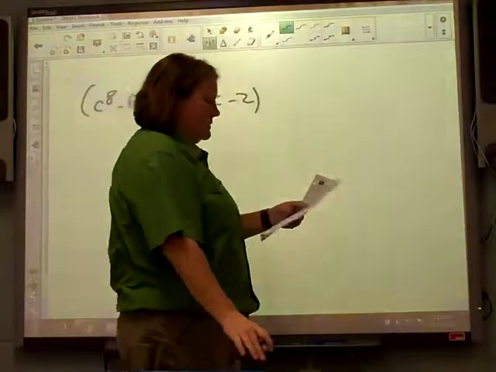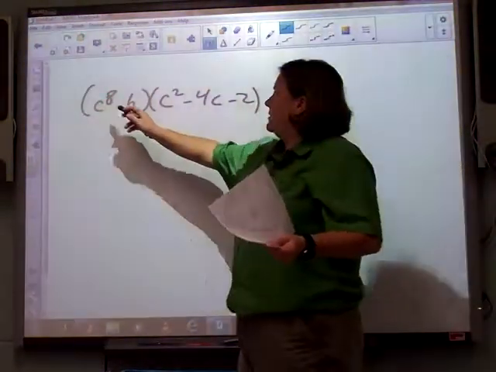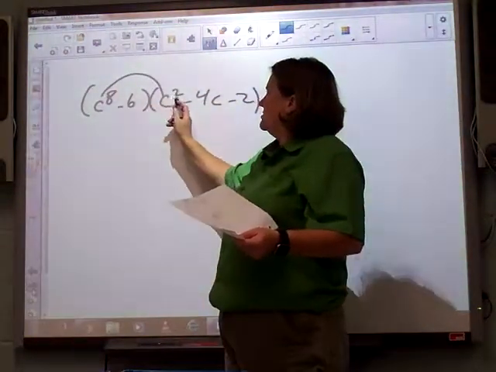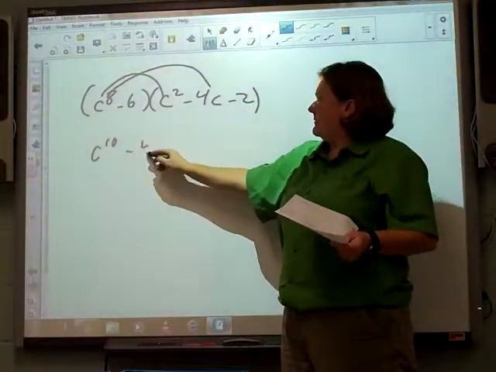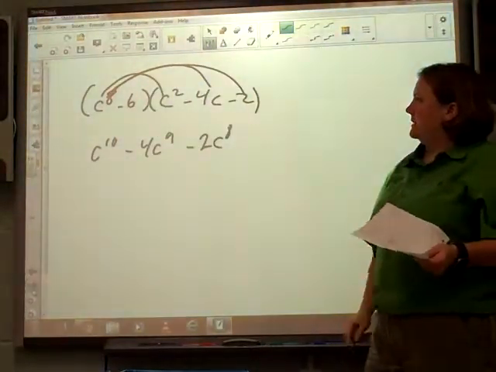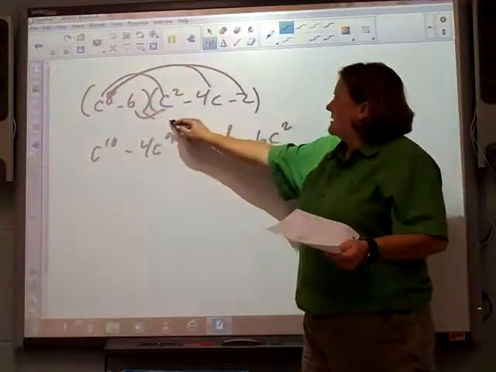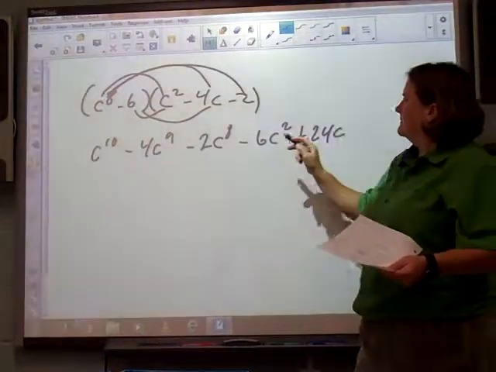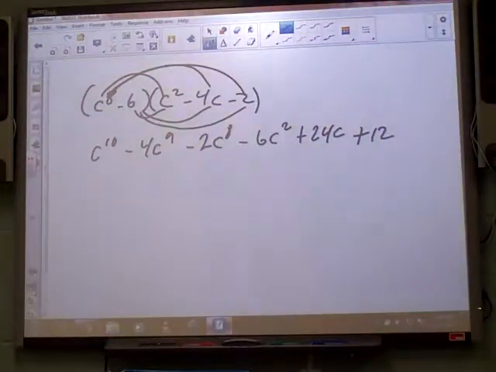Alright, the question on this one all day long yesterday was what do you do with the exponents when you multiply, and it is add. So here when I distribute c times c, 8 and 2, I add those. So that'll make minus 4c to the 9th minus 2c to the 8th. And then I take the negative 6 times c squared. Positive 24c. Positive 12. No like terms, that's your answer. Like terms? There aren't any. That's your answer. Yep.